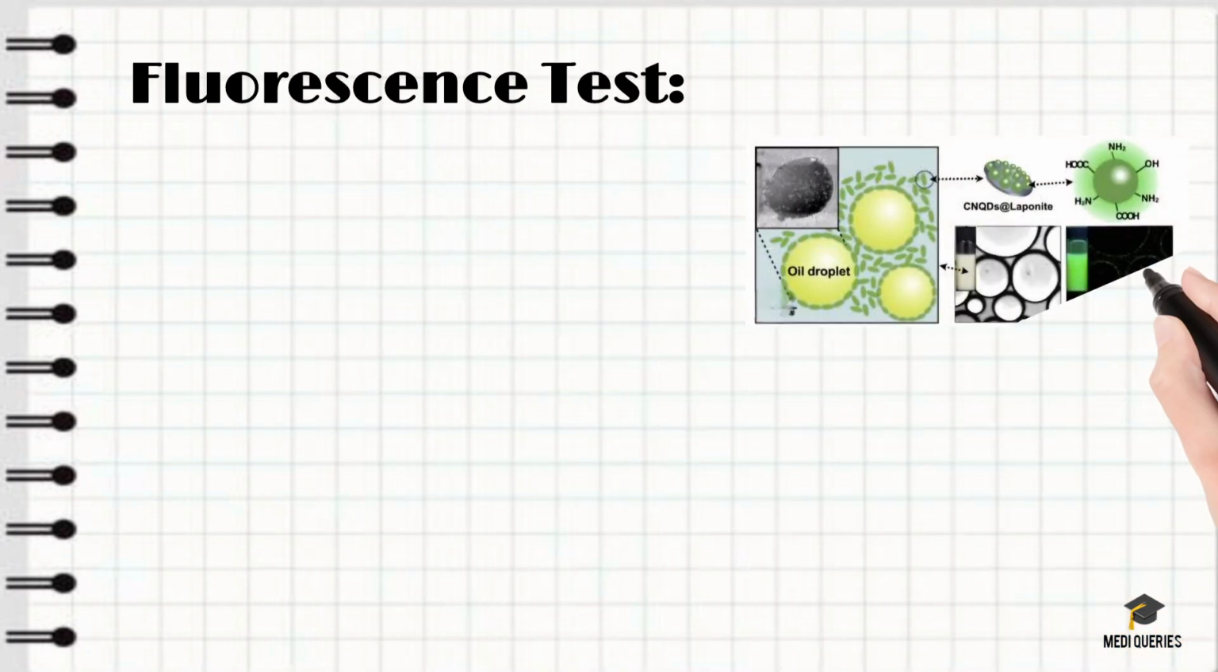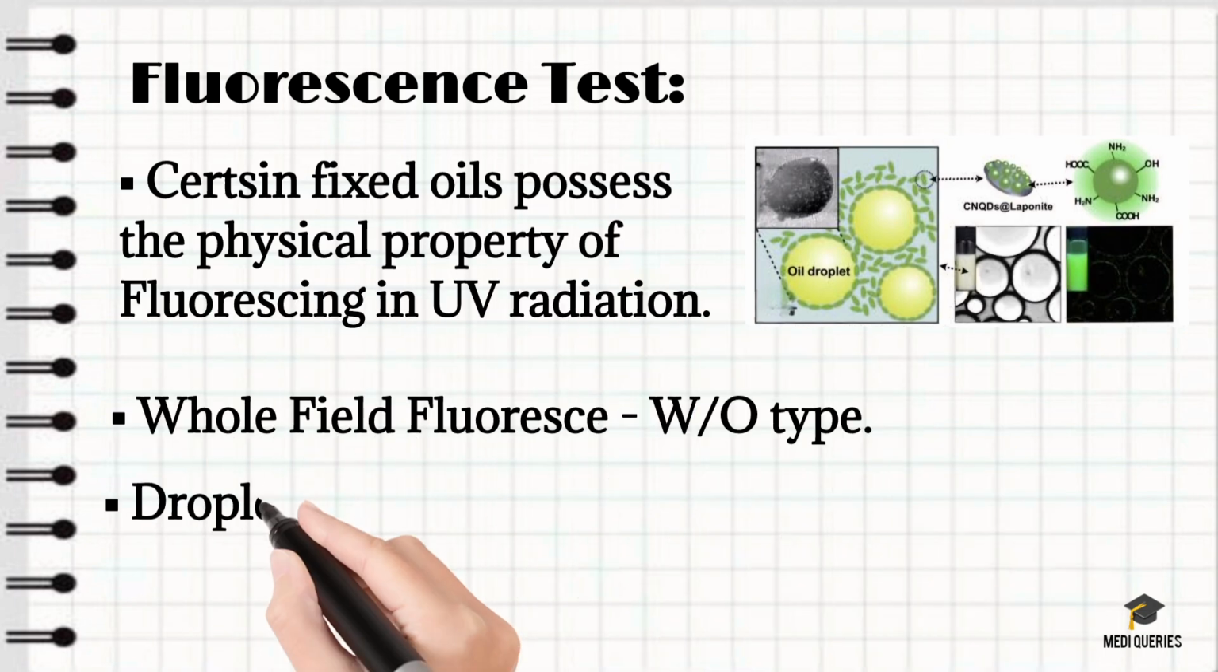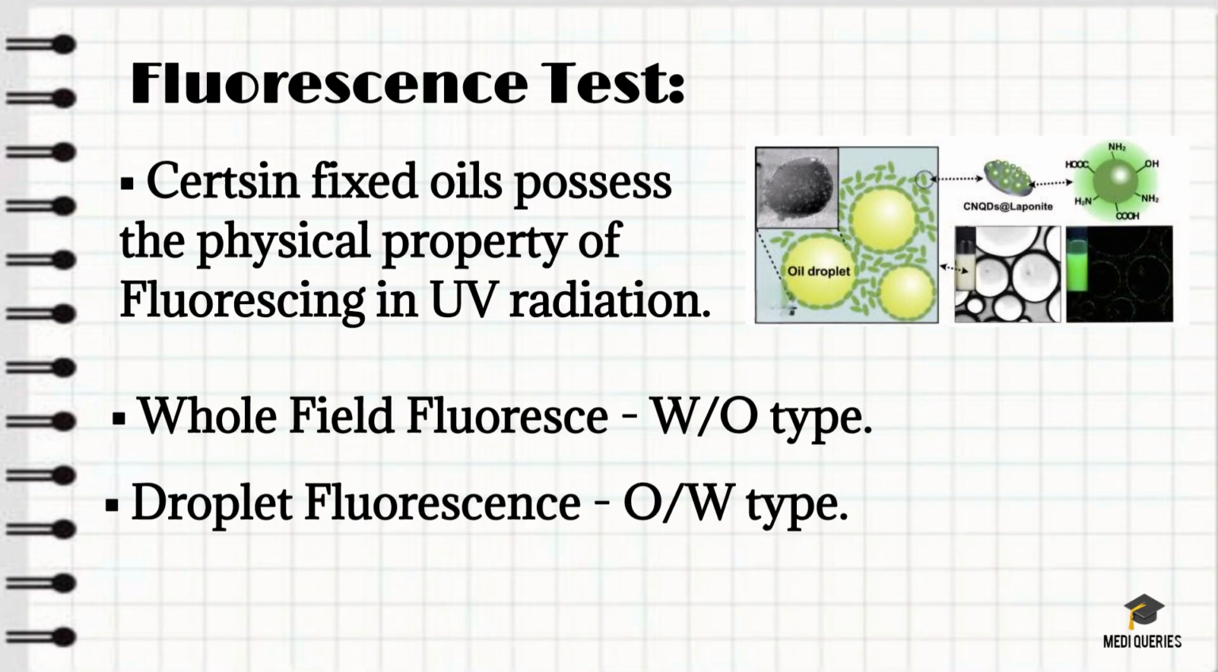Certain fixed oils possess the physical property of fluorescing in the presence of ultraviolet radiation. On microscopic observation of the emulsion under ultraviolet radiation, whole field fluorescence indicates that oil is present in the continuous phase, so the emulsion is W/O type. Droplet fluorescence indicates that oil is present in the dispersed phase. As a result, the emulsion type will be O/W type.